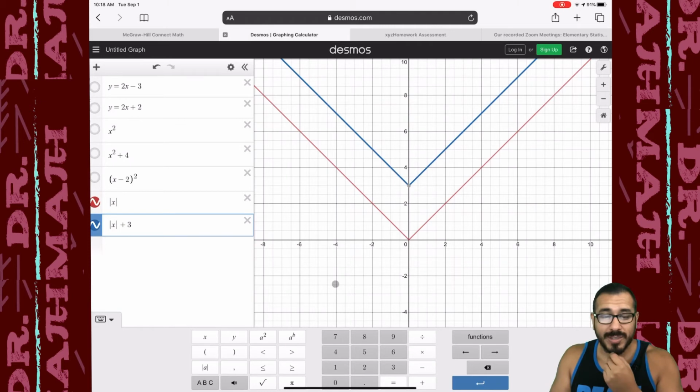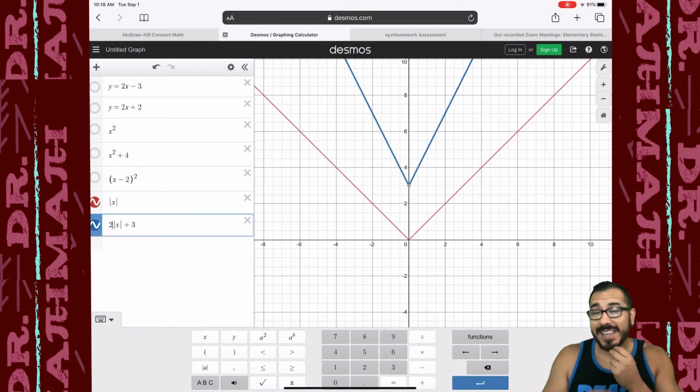And then, of course, what if I multiplied that absolute value by a 2? Look at the impact there. And again, there's so many things. It's really endless what we could use Desmos for. So again, great tool. Check it out. And before we leave here, let's do one more.